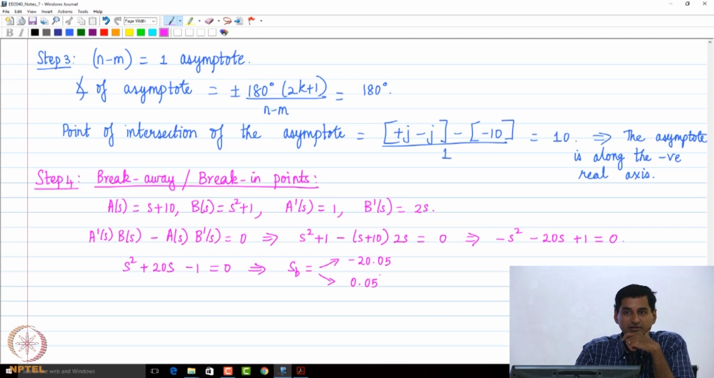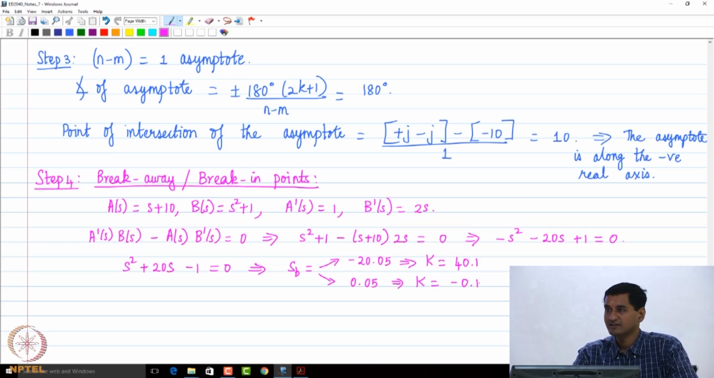You will get the two roots as minus 20.05 and 0.05. Please check it independently. So, SB equals minus 20.05 would imply a K of 40.1, and SB equals 0.05 implies a K of minus 0.1. How do we get this? K of s is equal to minus B of s divided by A of s. If you solve that, you will get this.